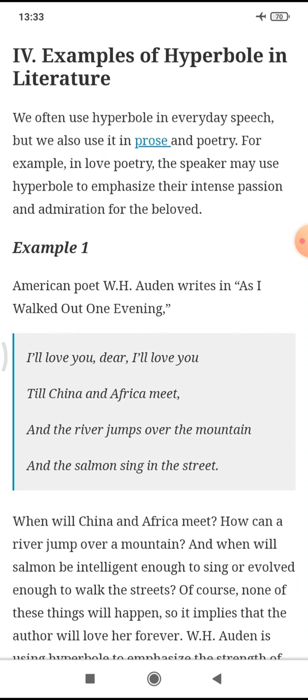There are some other examples. If we see in literature, we often use hyperbole in everyday speech, but we also use it in prose and poetry. For example, in love poetry, the speaker may use hyperbole to emphasize their intense passion and admiration for the beloved.